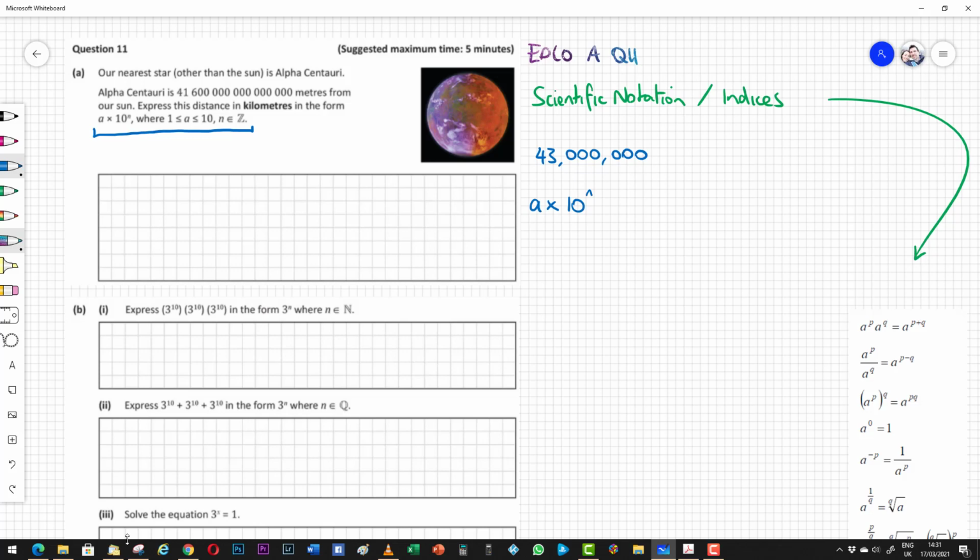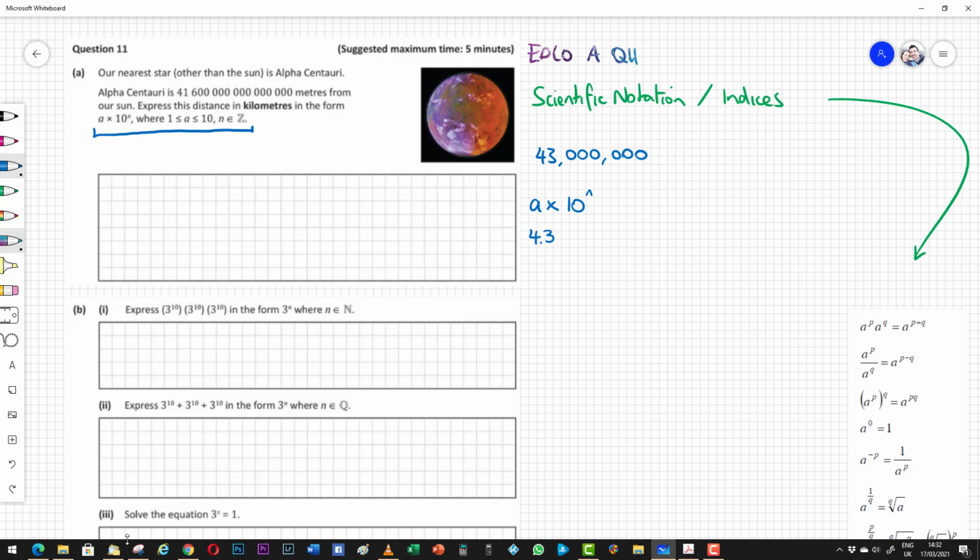So A is going to be a number between 1 and 10. We take the first digit of our number, which is 4, and we write that down. And if there's digits after that, we put them after a decimal point. So we say 4.3 in this case. If there was another number after the 3 other than a 0, we put down that number as well. So 4.3 is the A, the number between 1 and 10.